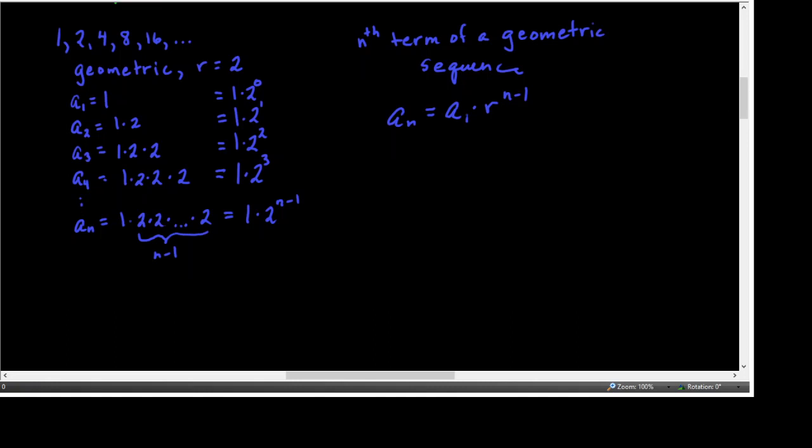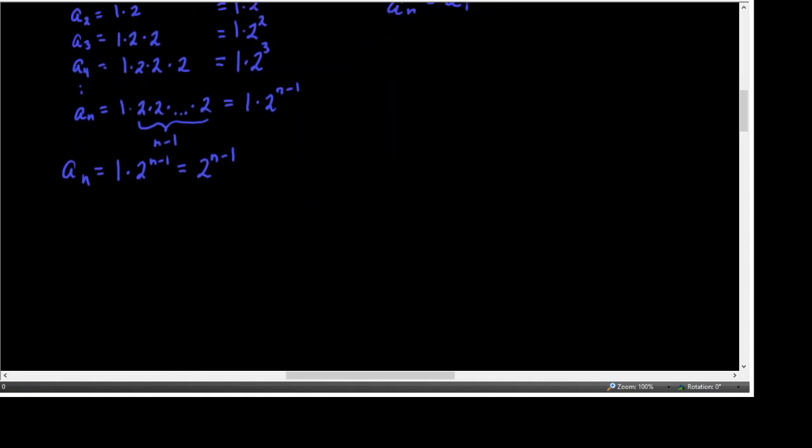The first question I'd like to ask is, how much will be earned on day 20 if daily wages follow that sequence? So we've already established that the common ratio is 2, and of course the first term is 1. So for this particular sequence, a sub n will be a sub 1, which is 1, times r, which is 2, to the n minus 1. And of course, 1 times anything is just itself. So this is the simplified version of the a sub n formula for this sequence.